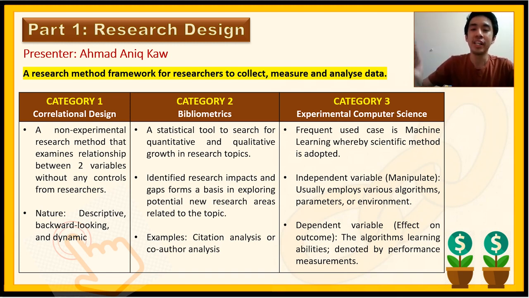Next, category 2 is bibliometrics. It is a statistical tool to seek quantitative and qualitative growth in research topics. Hence, identifying research gaps forms a basis for exploring new research areas. Some approaches include citation or co-author analysis. Lastly, category 3 is experimental computer science. Machine learning is a frequent use case here. Scientific methods are used to control independent variables such as employing various algorithms or parameters, while the dependent variable is the algorithm's learning ability denoted by performance measurements.